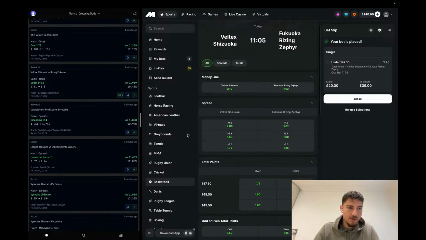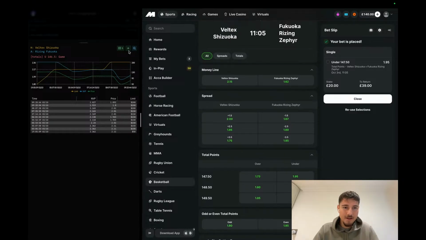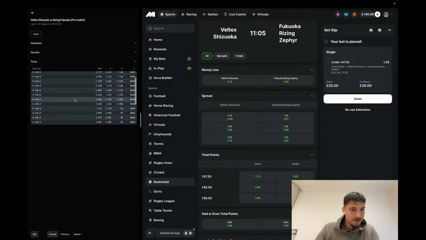The issue was I was alerted for the under 146.5 market, but Midnight don't have that total points market. So I need to look at the alternative lines on Pod to see if there's value on any of the lines that Midnight do offer. So I just clicked into the alert and clicked on the blue magnifying glass here, scrolled down to the under 147.5, and I saw odds of 1.91. They're actually a bit lower now than when I saw them. Whereas on Midnight, we have odds of 1.95. So that's value there. So I placed that bet and then logged it.